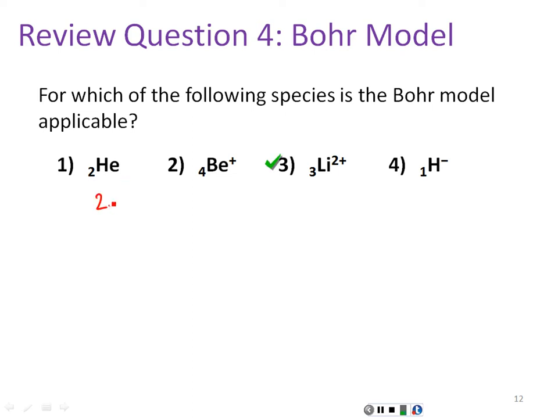Helium has 2 electrons. Beryllium plus would have 3 electrons. Beryllium usually has 4 electrons, but that plus sign indicates we remove one. Hydrogen minus: neutral hydrogen has 1 electron, so hydrogen minus is going to have 2 electrons. That leaves us lithium, which normally has 3 electrons. If we remove 2, we get a positive 2 charge, and it's left with only 1 electron. And we're going to talk a little bit more about ions today.